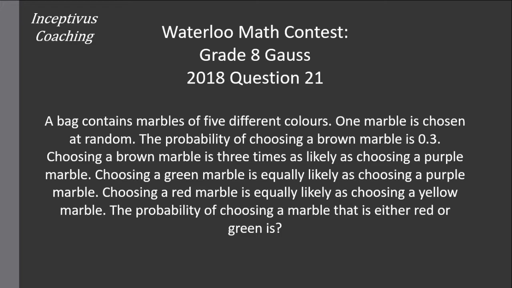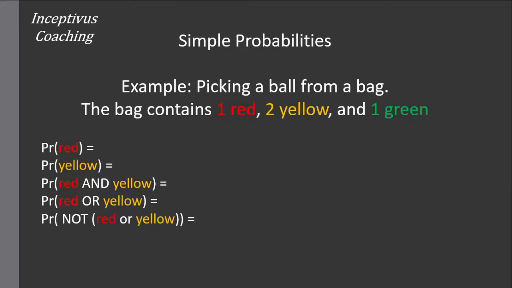One marble is chosen at random. The probability of choosing a brown marble is 0.3. Choosing a brown marble is 3 times as likely as choosing a purple marble. Choosing a green marble is equally likely as choosing a purple marble. And choosing a red marble is equally likely as choosing a yellow marble. What is the probability of choosing a marble that is either red or green?